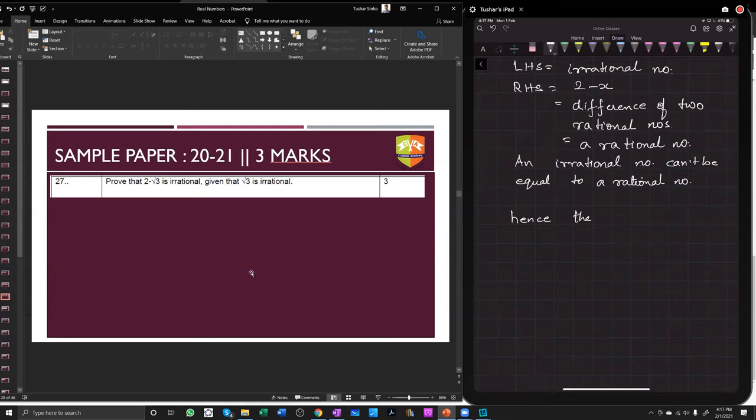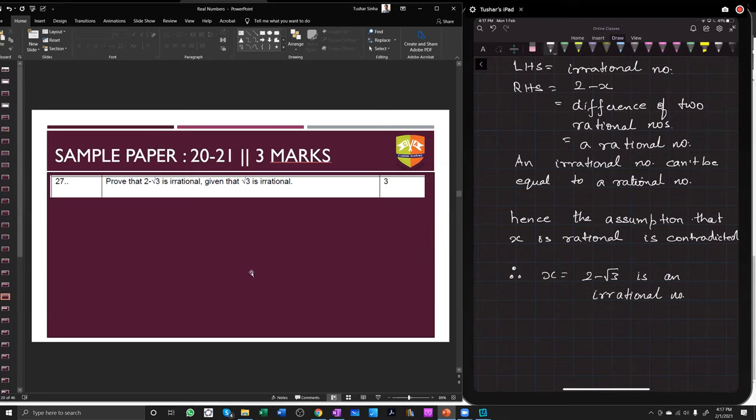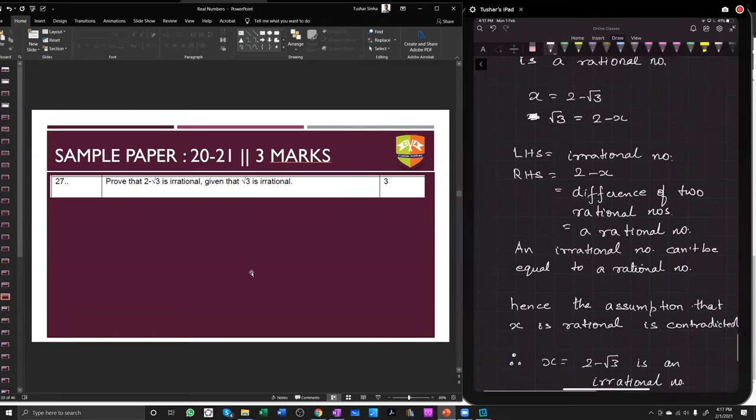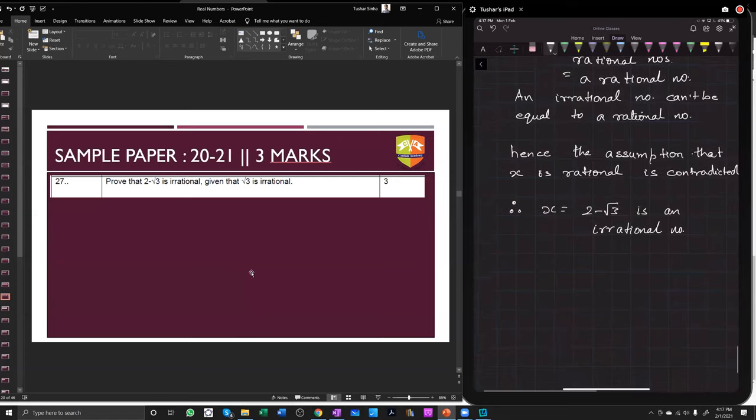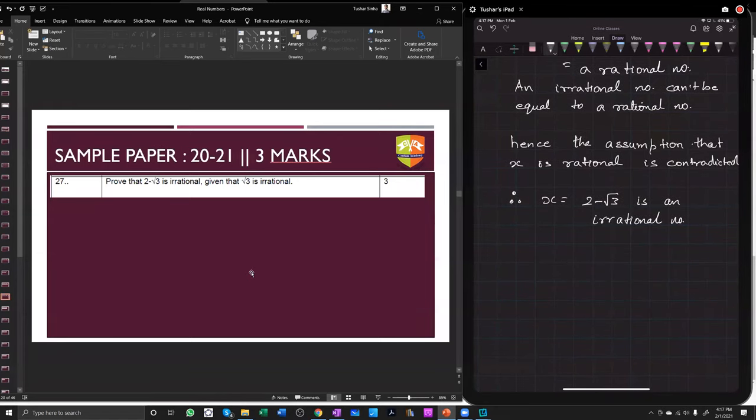Hence the assumption that X is rational is wrong, it is contradicted. Therefore X, which is 2 minus root 3, is an irrational number. Okay. So you have to write all of this to get 3 marks. In NCERT it is very similar, but instead of taking it as X, they've said let 2 minus root 3 be a rational number, that means 2 minus root 3 is equal to P by Q, where P and Q are integers, and then they've proved it using a similar method. No problem.